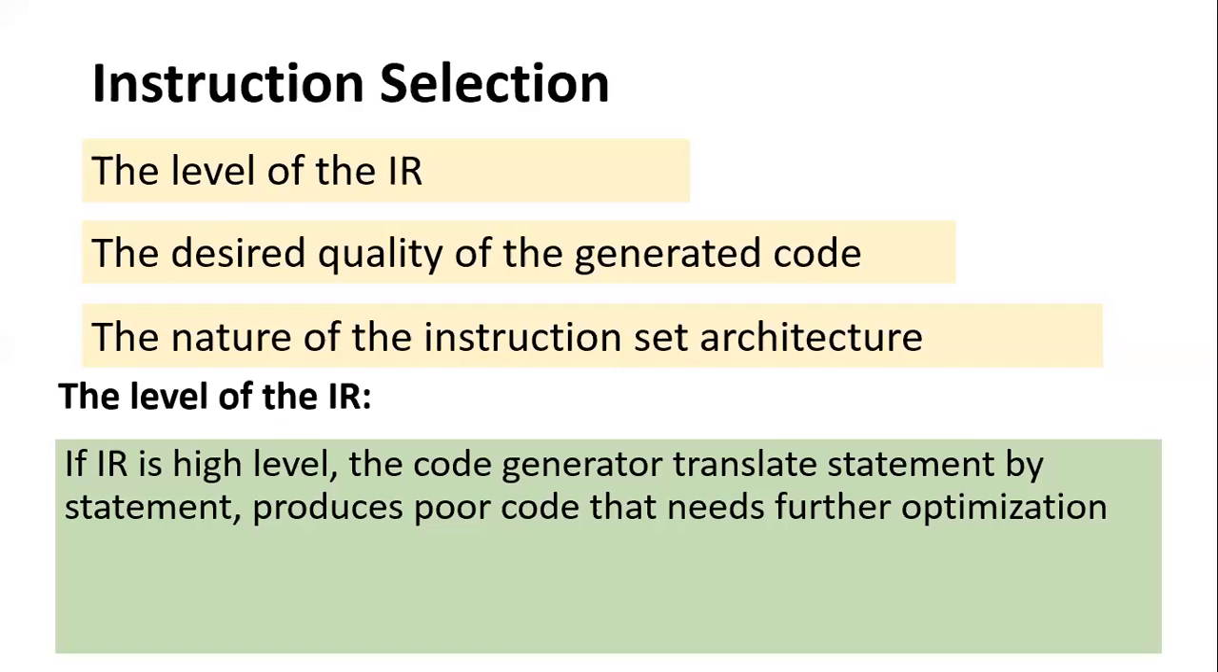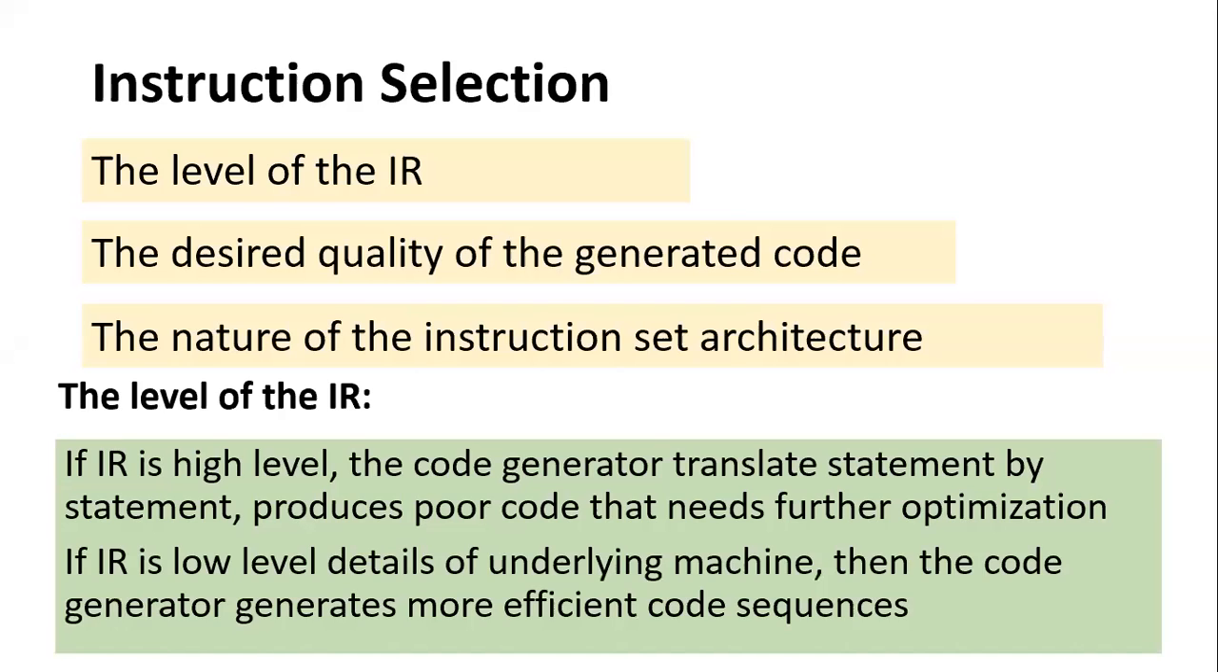You have observed that when we gave the example like b star minus c plus b star minus c, that means b and c are read twice. After intermediate representation, if you directly transfer that into code, once again you have to optimize. High level means this is what happens.